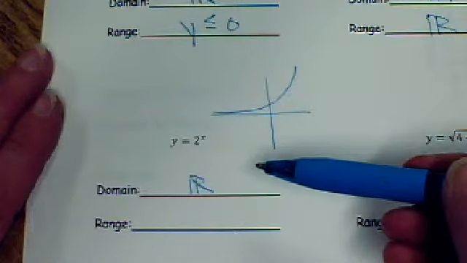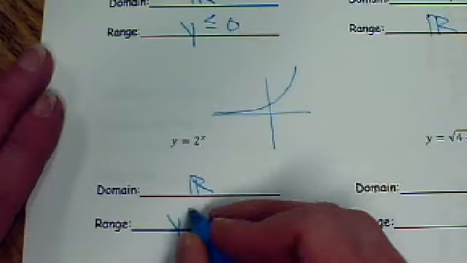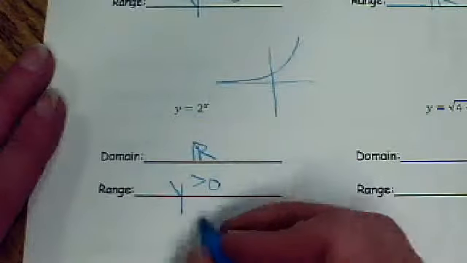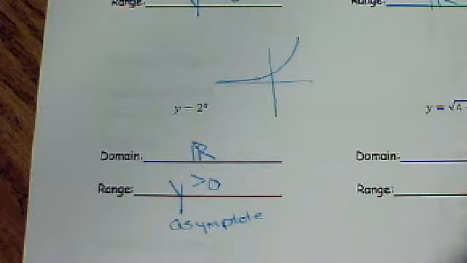What are our outputs? Well, if you remember, our outputs are going to be y's that are greater than 0. This one has an asymptote. And if you look on your calculator and looked at the table, you'll see that it never actually reaches 0.